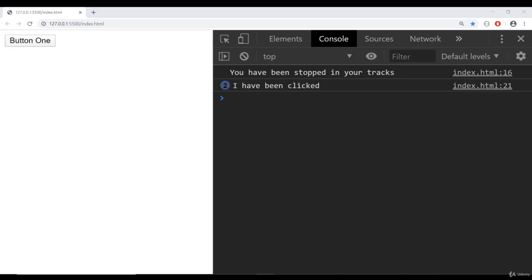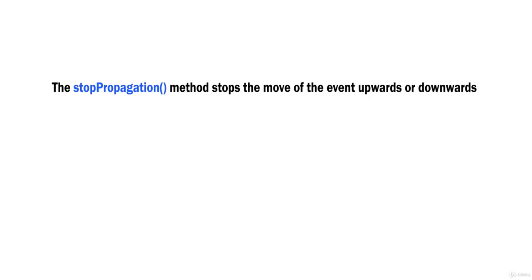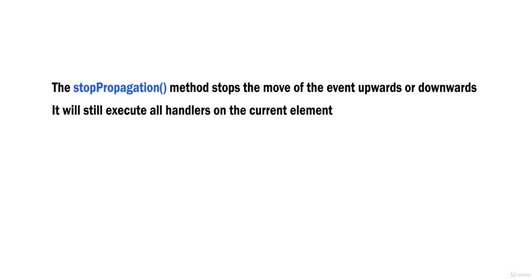Before we move on to the next lecture, I just want to mention something quickly: this stop propagation method will stop the event from traveling upwards, right? But on the existing current element, all other handlers will run. In other words, if an element has multiple event handlers on a single event, then even if one of them stops the bubbling, all the other event handlers will still execute.